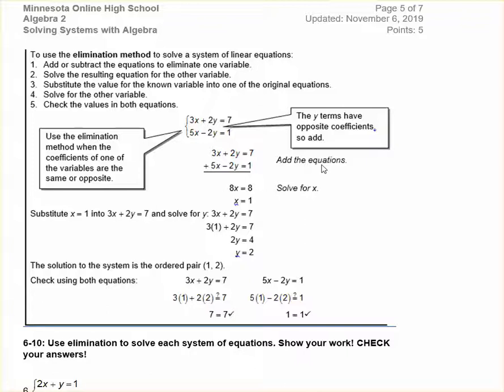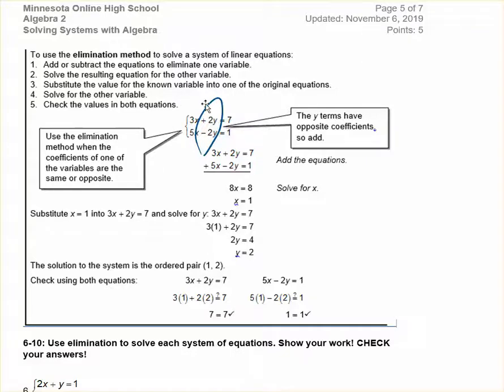So we have here 3x plus 2y equals 7. And then we have 5x minus 2y equals 1. So when I say set up, what I mean is that one of the variables has the same number in front of it for both equations, and one's a positive and one's a negative. So we have that right here. We have a plus 2y on the top, and we have a minus 2y on the bottom.